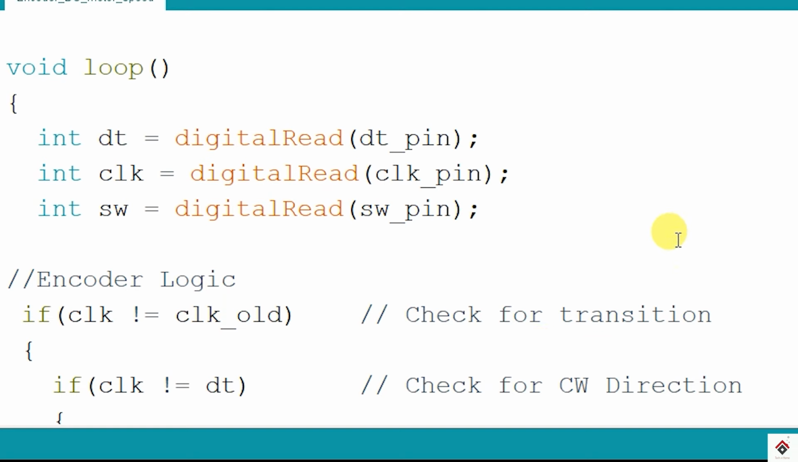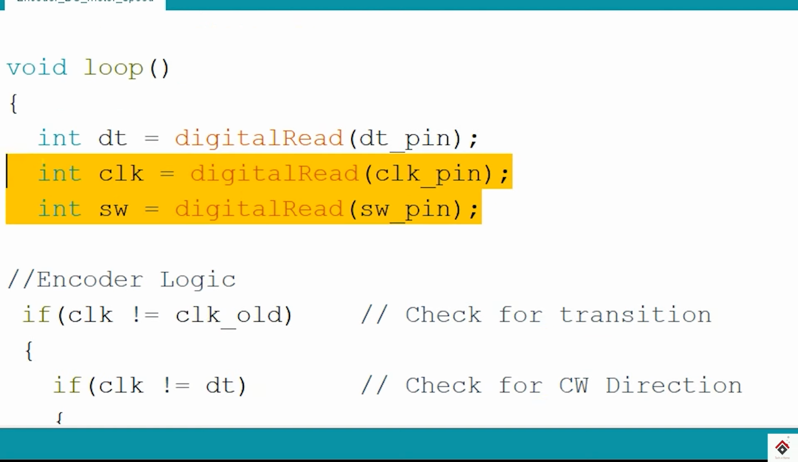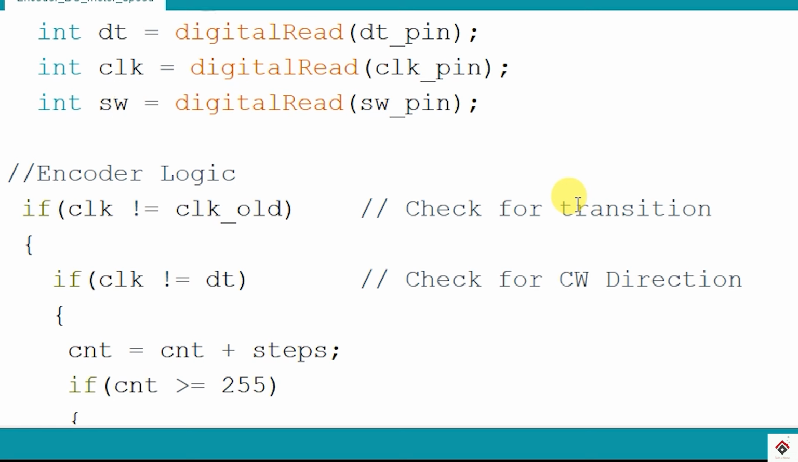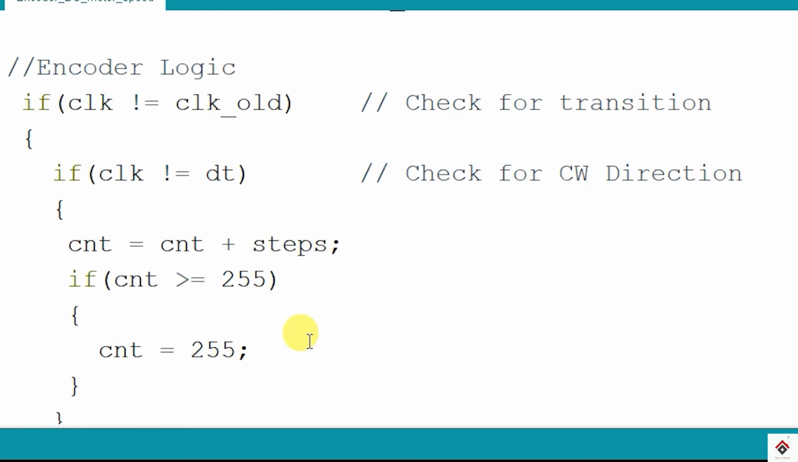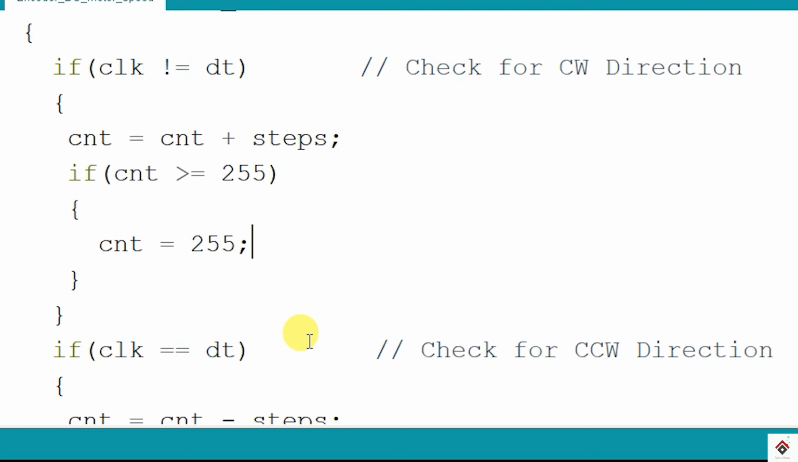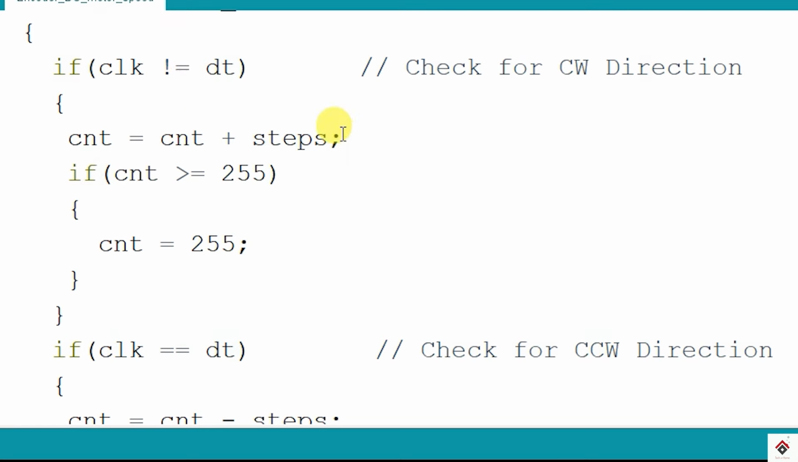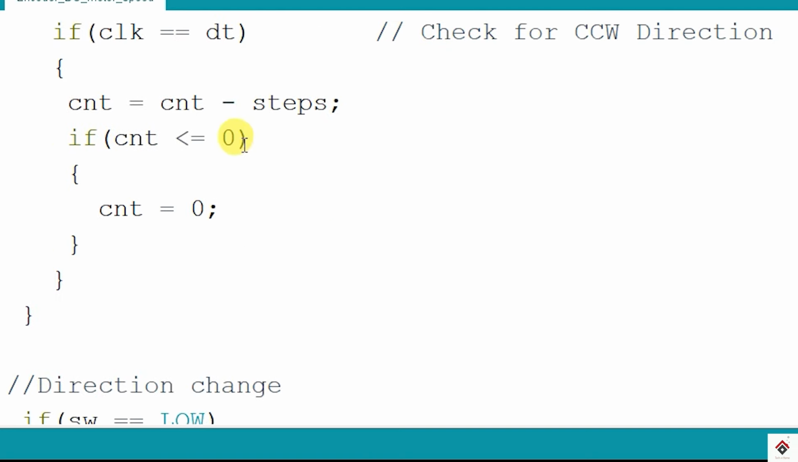Coming to the loop section, first we are reading all the three pins, clock, DT and the switch pin of the encoder. Here we have three things. The first thing is to read the encoder and update the counter value, incrementing it in the forward direction and decrementing in the backward direction. This count value will be used as a PWM duty cycle value to control the speed. Since Arduino uses 8-bit duty cycle value, I'm limiting this count value between 0 to 255. This is for encoder clockwise direction, where the value increments till 255. And here we have logic for encoder counterclockwise direction, where the value decrements till 0.